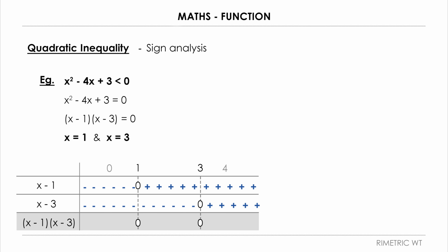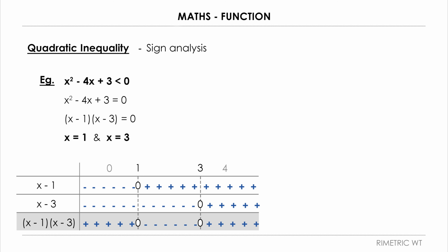Once we find both factors' signs, then we multiply each sign. First, negative times negative, it's positive. In the middle, positive times negative, it's negative. And at last, positive times positive, it's positive.